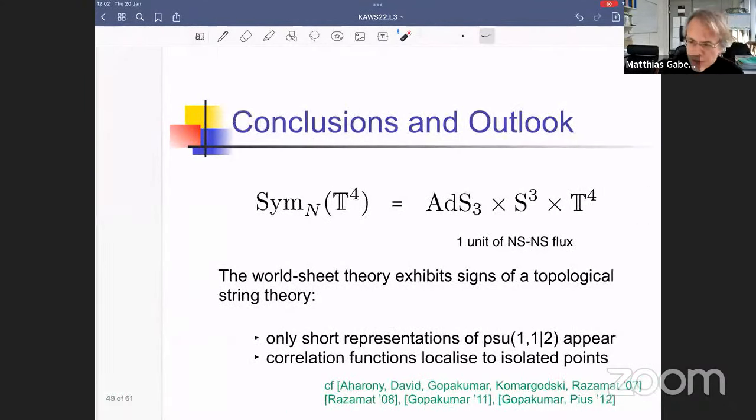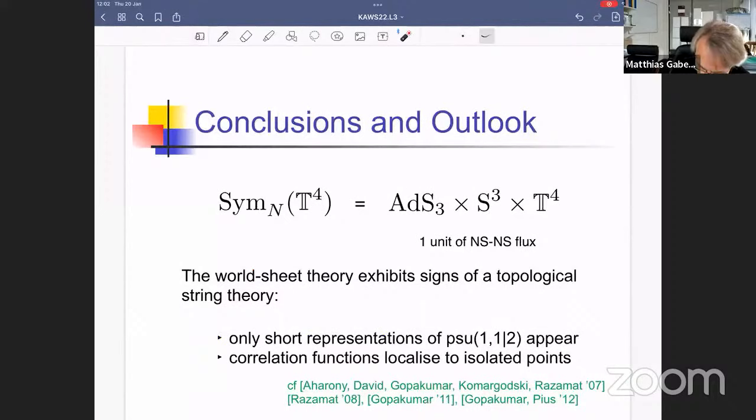This is a very special theory. It seems to be topological in some sense, although we don't quite know exactly what's the right language. So for example, only short representations of PSU(1,1|2) appear, so it feels like we're in some topological sector. And then these correlation functions are localized to isolated points in moduli space, which means that the modular integral really becomes a sum. So this is very suggestive of some sort of underlying topological theory, but exactly how this fits in, we haven't understood.